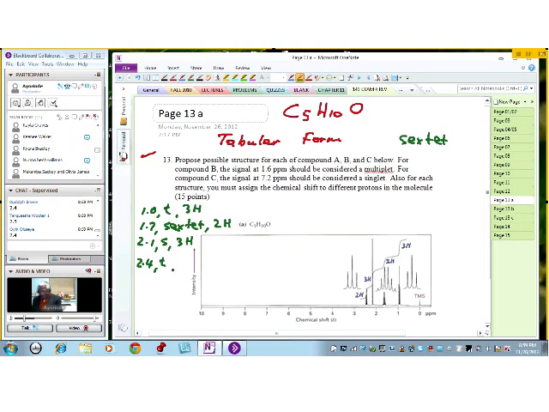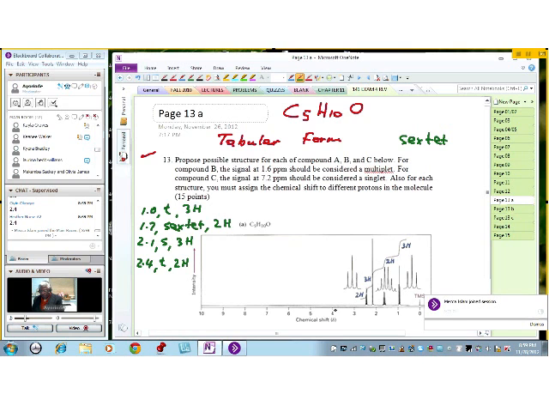And that is a triplet. And that is 2 hydrogen. Okay, so now we have the data that we want. So what do we think the structure will be? I will start with the most obvious information once again. I will start with this one here.